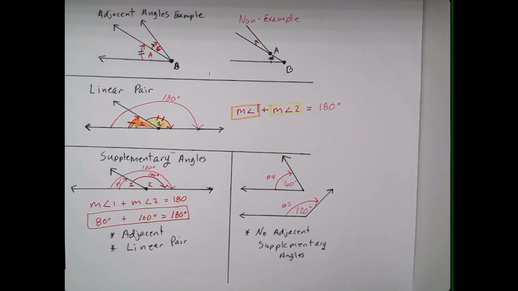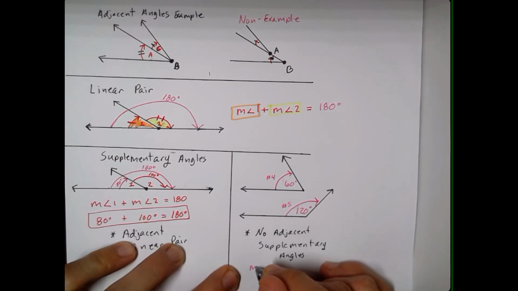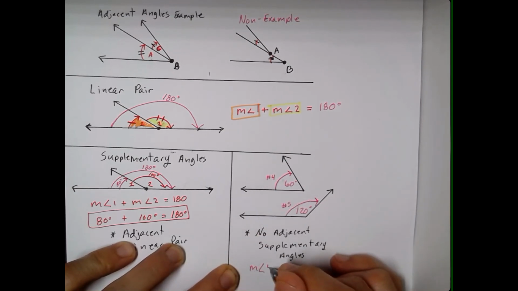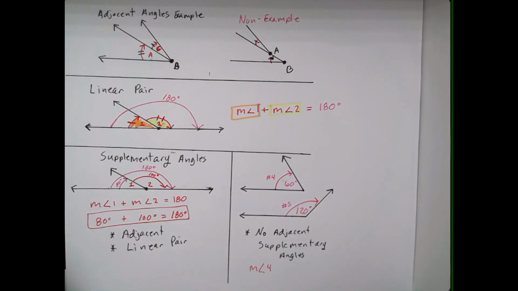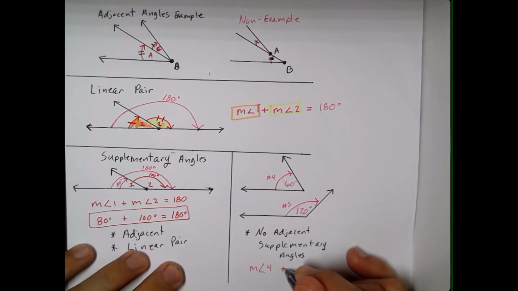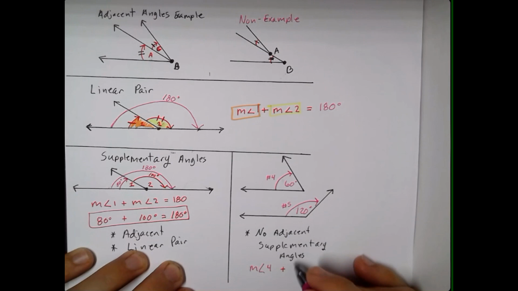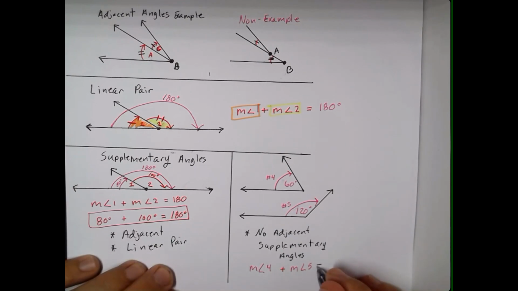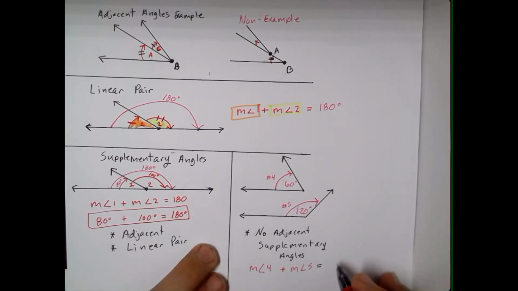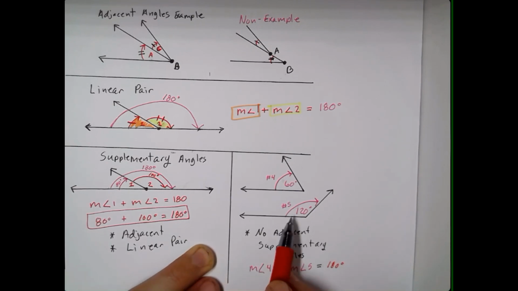And the reason why? Well, because if we take the measure of angle 4 and we add it to the measure of angle 5, they'll be equal to 180 degrees. How do I know this? Okay, well, because I gave you numbers.